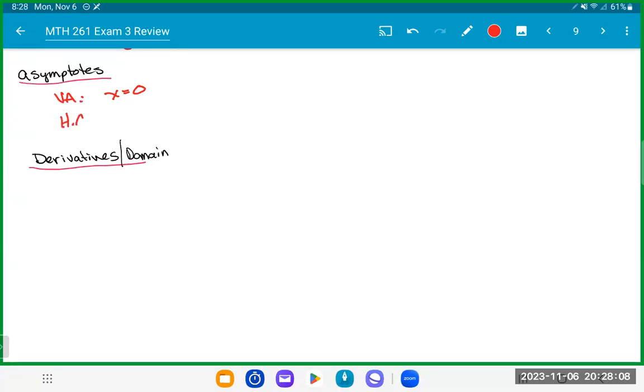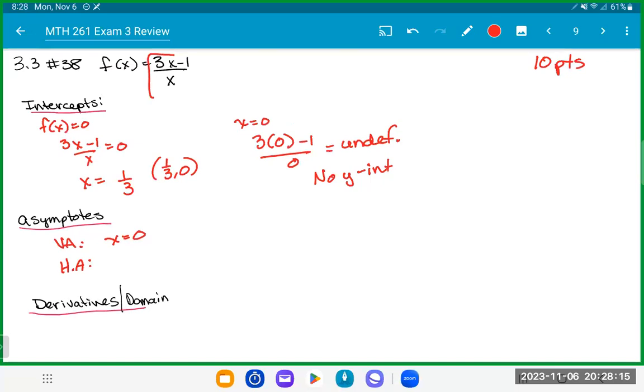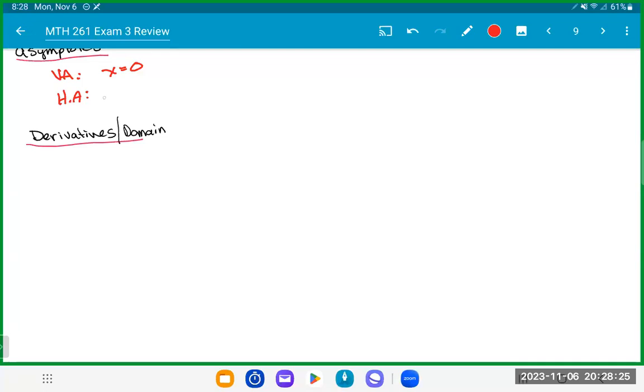My horizontal asymptote, in this case, you could see that the exponent of my numerator and the exponent of my denominator are the same. So I can just look at these here and reduce. That gives me 3x over x. So y equal to 3 is going to be my horizontal asymptote. If I have a horizontal asymptote, I cannot have a slant asymptote, so there will be no slant asymptote. Okay, any questions?